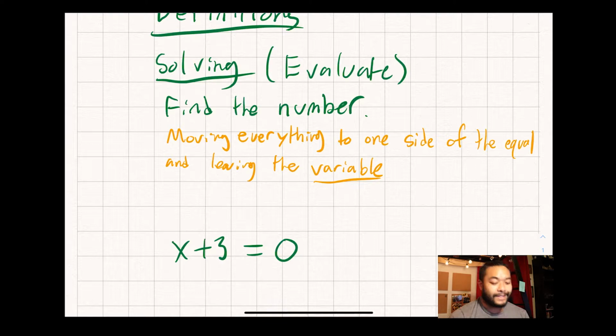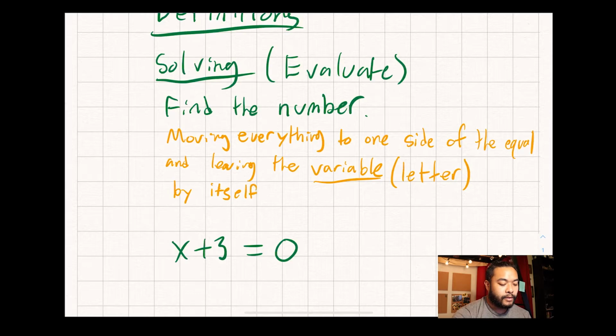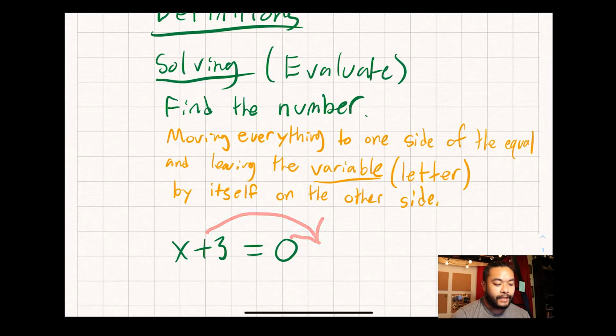So when I say variable, I guess this is a definition in a definition. The variable is just the letter. So maybe it's x, maybe it's a, maybe it's b, maybe it's y, maybe it's q. But it's the letter that we don't know the number of. In this case, it's x. So leaving the variable by itself on the other side. So altogether, moving everything to one side of the equal sign, but leaving the variable, or the letter, in this case x, all by itself. If we do that, we have solved the equation, or we have found the number.